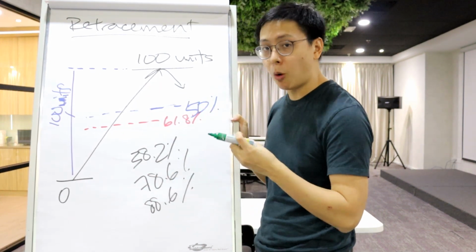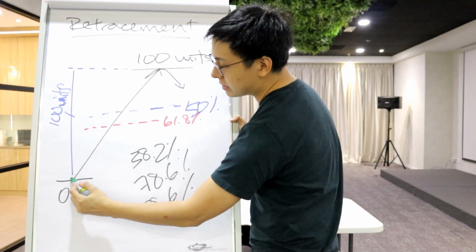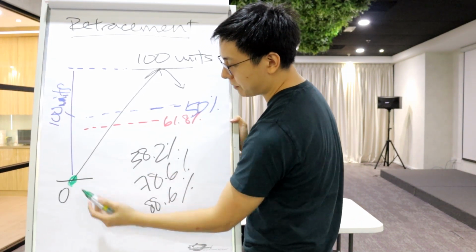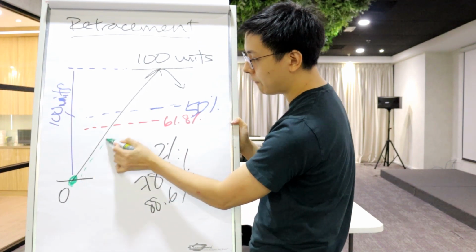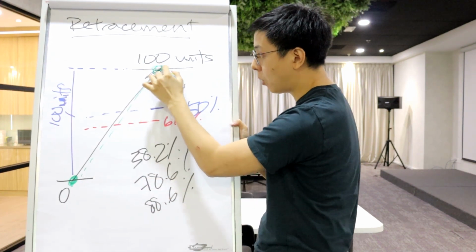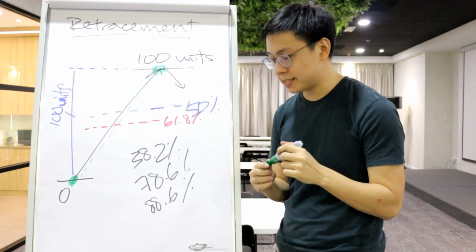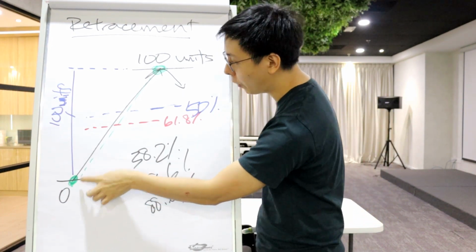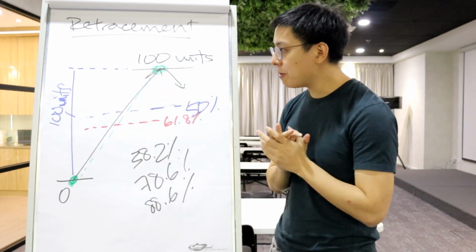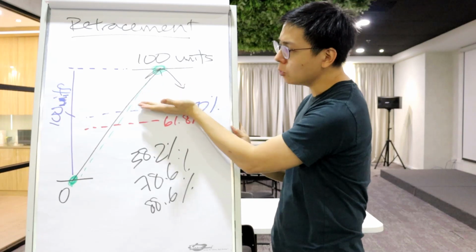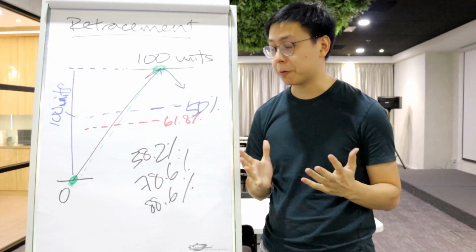This is common in most charting platforms. You want to start from where the initial move starts. This is the starting point, and you pull your fib towards where you want to end, or where it ends. In this case, we pull from this point to this point, and in your charting platform, all these ratios will start to appear.